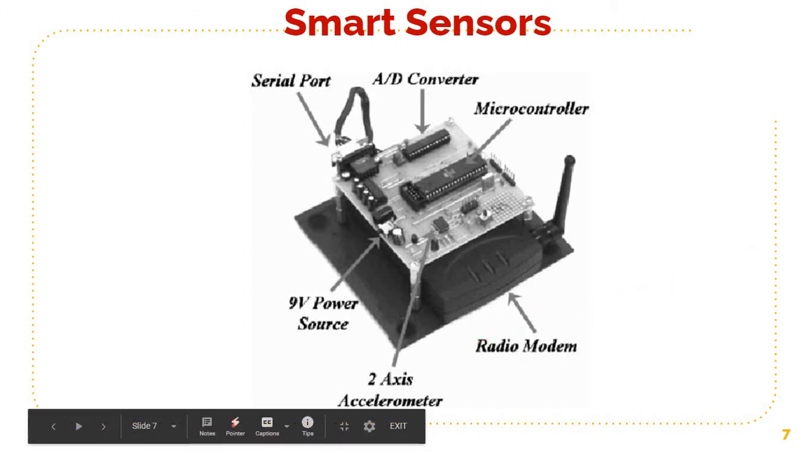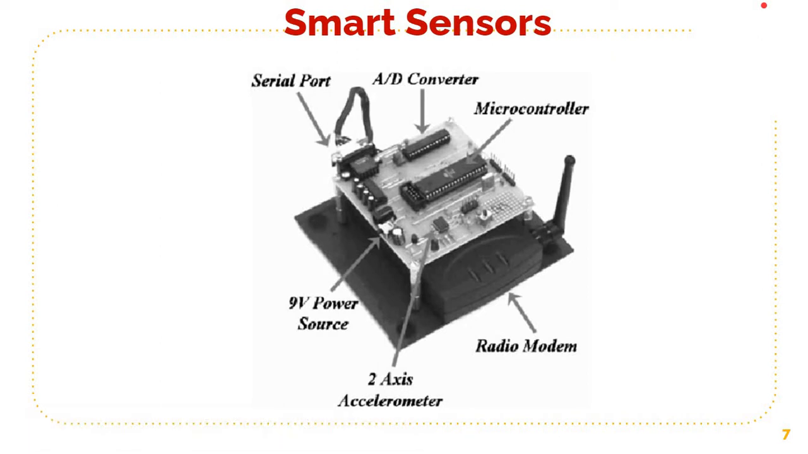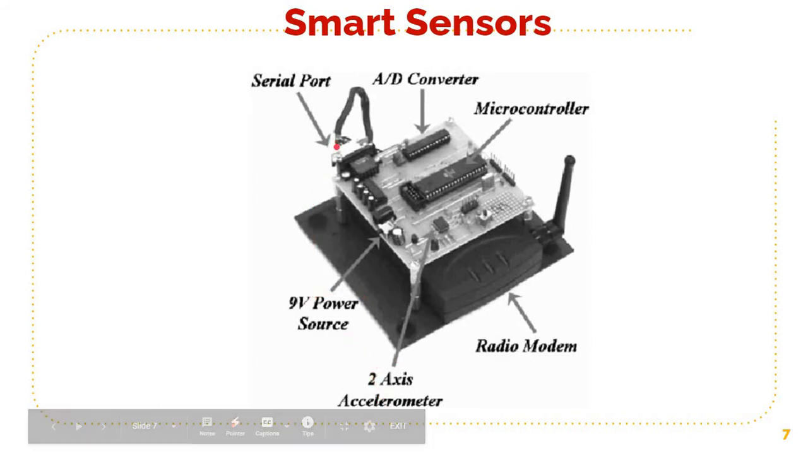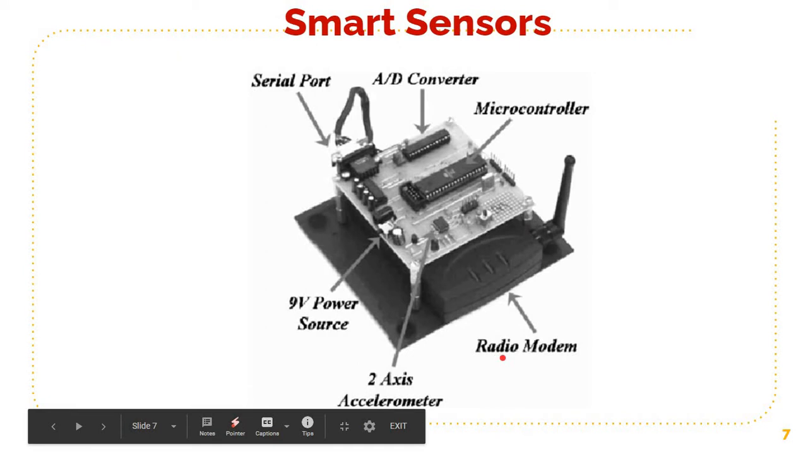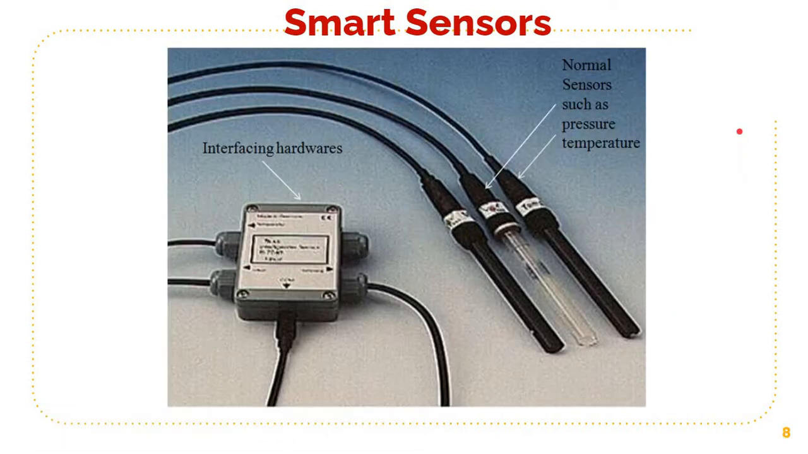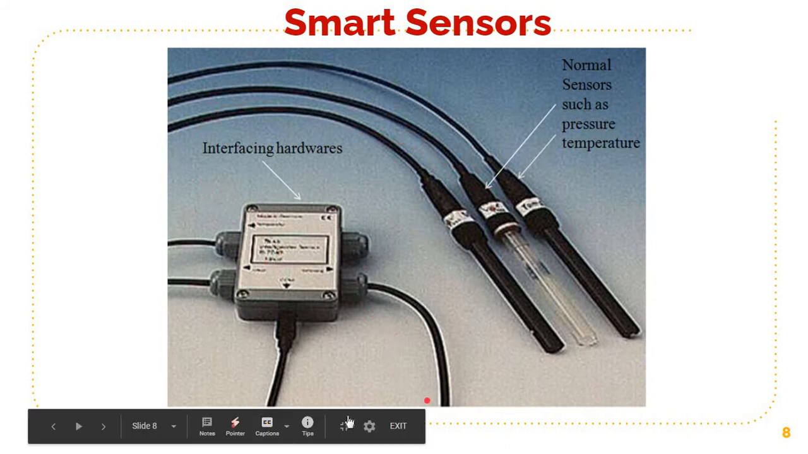Here you can see a smart sensor, and it consists of a 2-axis accelerometer, a power source, a serial port, an A to D converter, a microcontroller, and finally a radio modem for communication. This is another smart sensor shown here with 3 different types of normal sensors connected to the interfacing hardware.